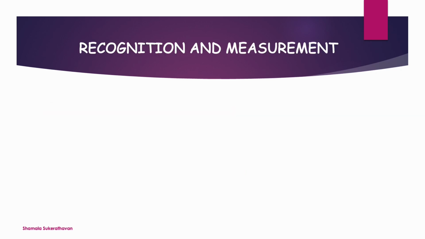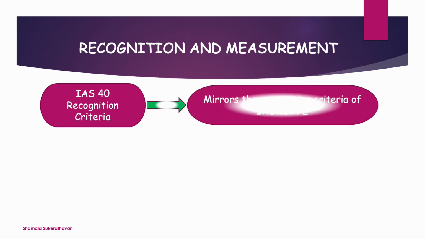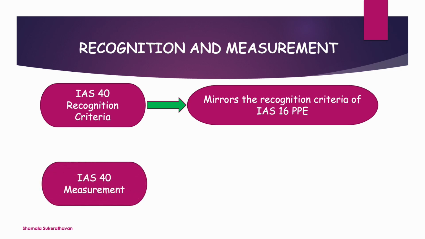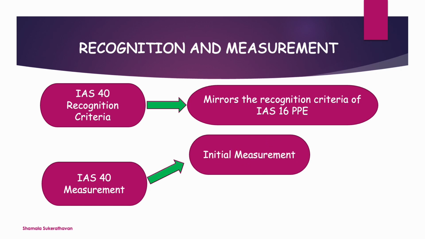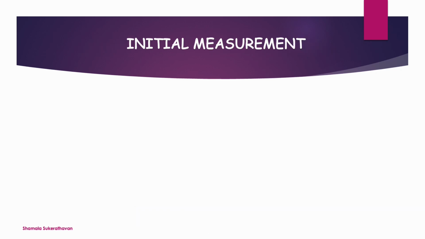IAS 40 recognition criteria mirror the recognition criteria of IAS 16. That is, it is probable the asset's future economic benefits will flow to the entity and the cost of the asset can be measured reliably. Likewise, IAS 40's measurement principle is also broken down to initial measurement, being measurement at recognition date, and subsequent measurement. Investment property is initially measured at cost.